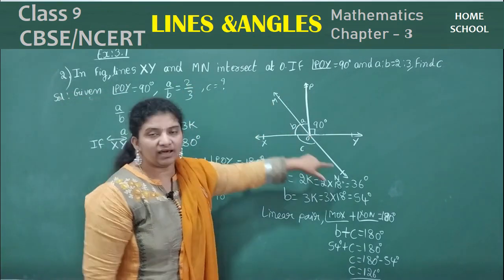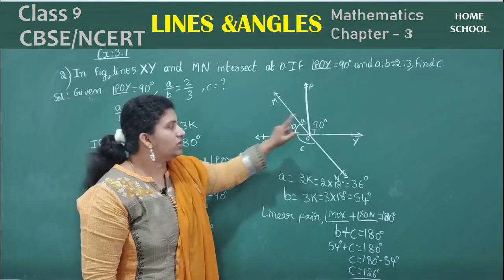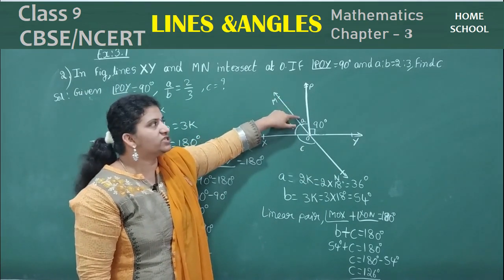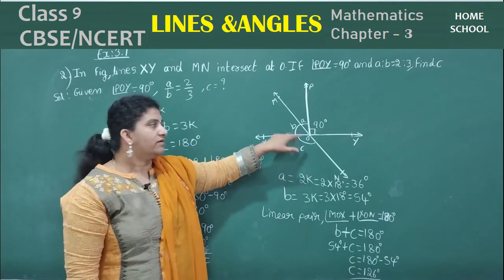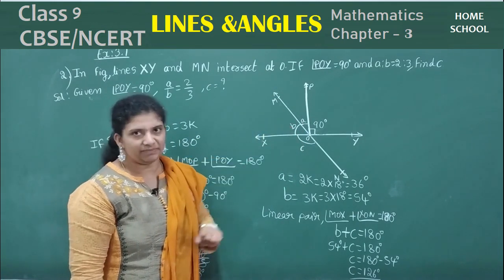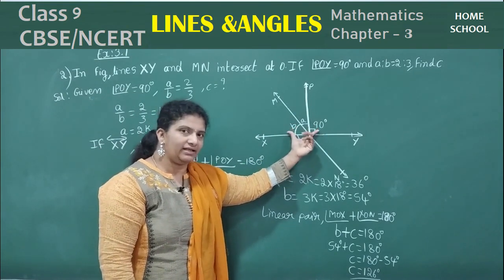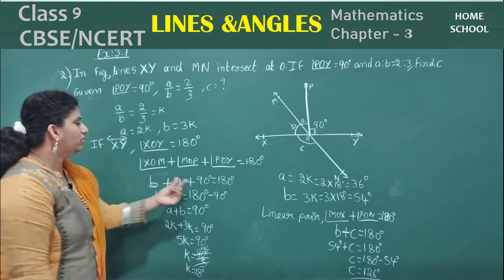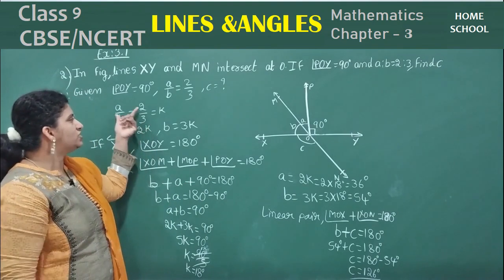So once again have a look here. XY and MN are the two lines intersecting at O and this angle is 90 given. So what is A and B you need to find, but the ratio A is to B is 2:3 given. You need to find value of C. First I need to calculate what is A, what is B, then we can get C. How we have done? We have taken here again a linear pair or a straight angle. All the three angles sum will be 180. So substitute 90 here, A and B substitute, but A is to B ratio given.